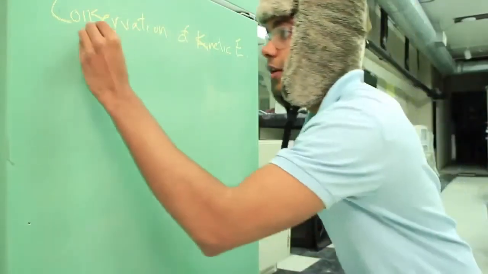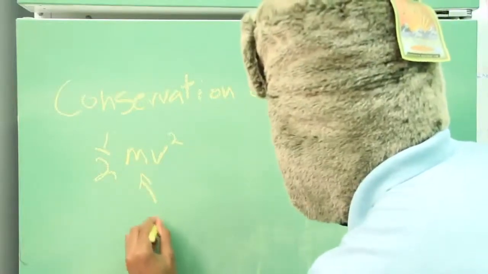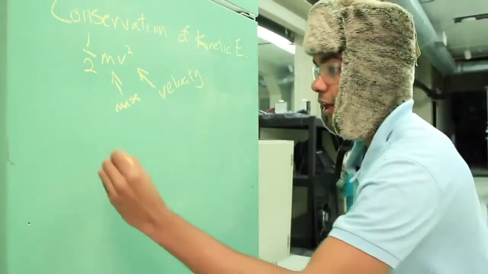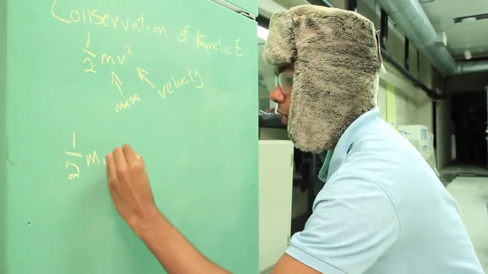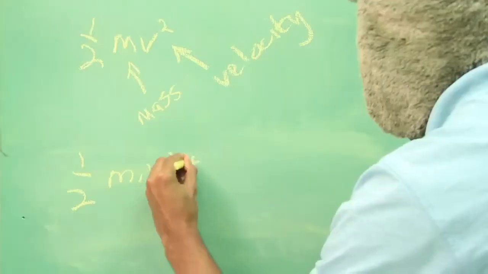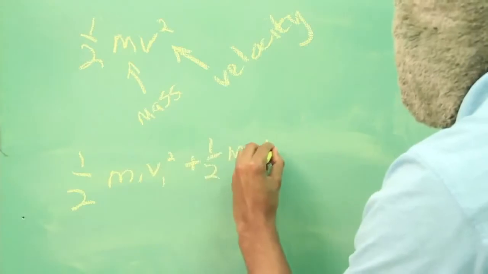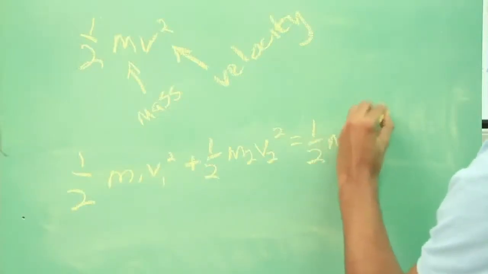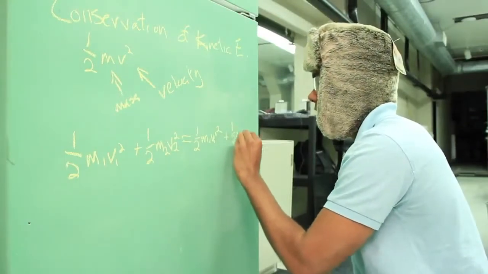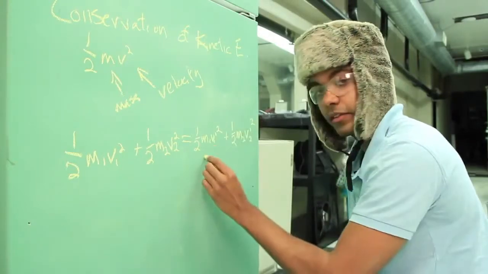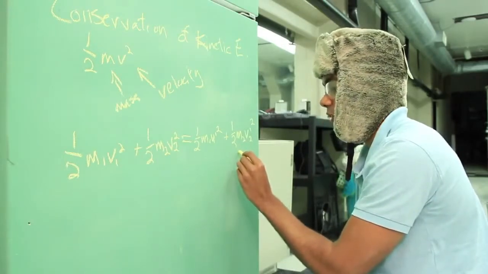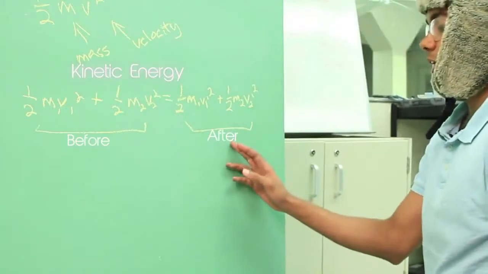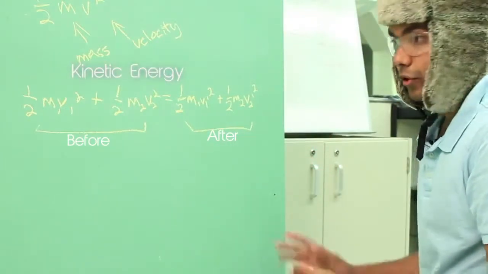All right, let's take a look at conservation of energy for elastic collisions. So remember that the equation for kinetic energy is 1/2 mv squared, where m is the mass of the object and v is the velocity of the object. So for elastic collisions, we can write this down as 1/2 m1v1 squared, which is the kinetic energy of the first object before the collision, plus 1/2 m2v2 squared, which is the kinetic energy of the second object before the collision, is equal to 1/2 m1v1 prime squared plus 1/2 m2v2 prime squared, where this is the kinetic energy of the first object after the collision, and this is the kinetic energy of the second object after the collision. So as we can see here, the sum of the kinetic energy before the collision is equal to the sum of the kinetic energy after the collision, meaning that the kinetic energy for the total system is conserved.